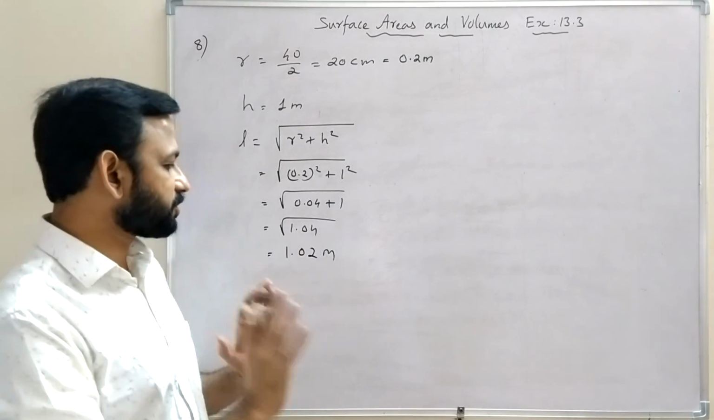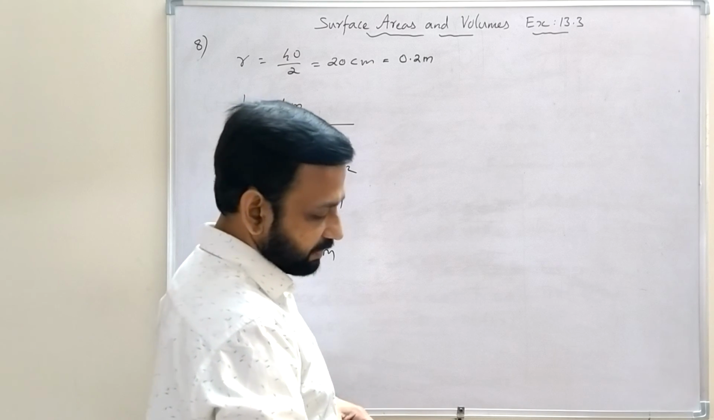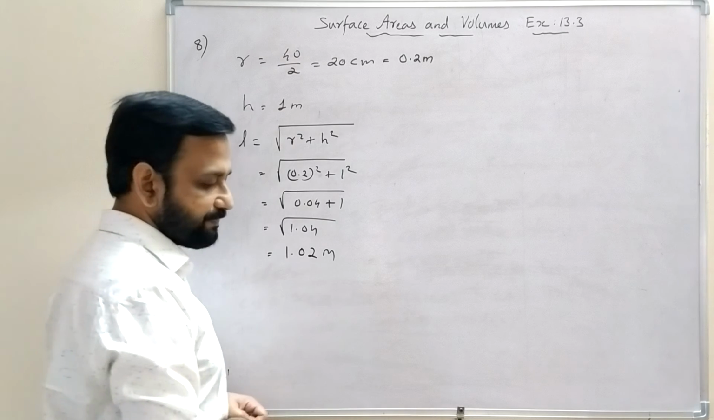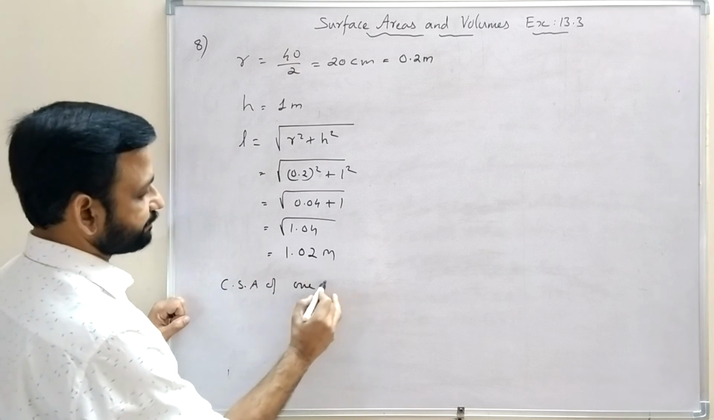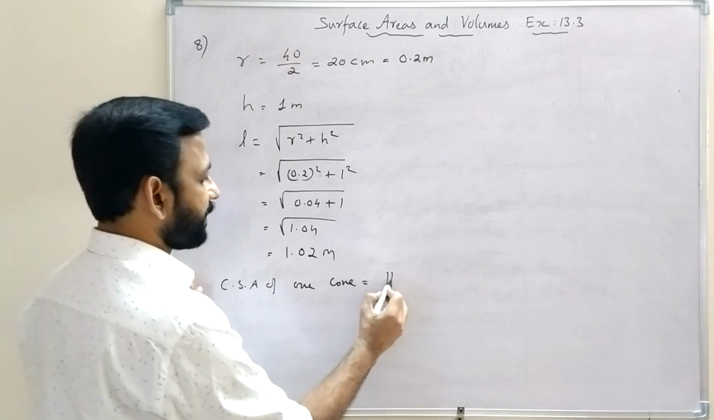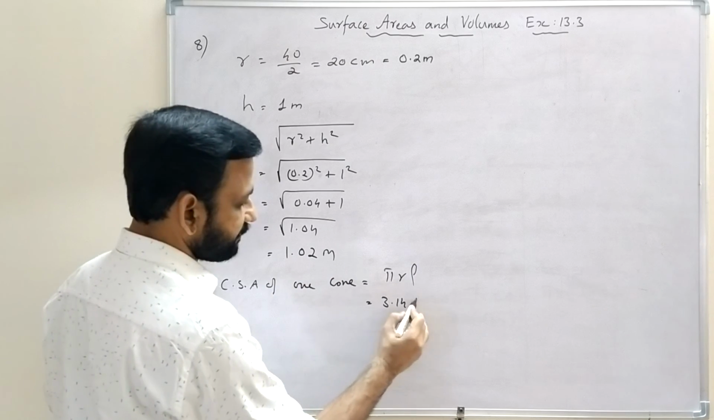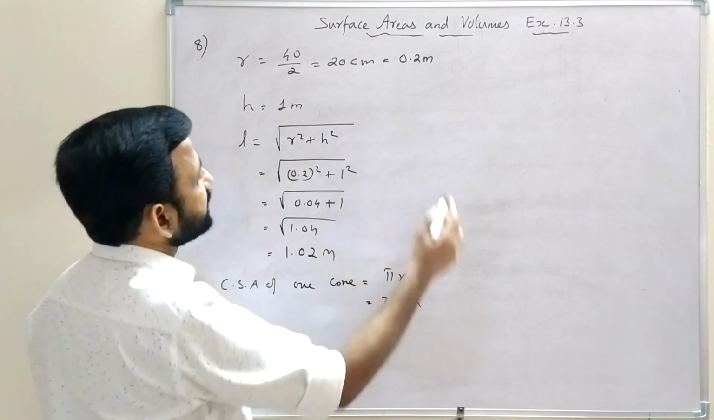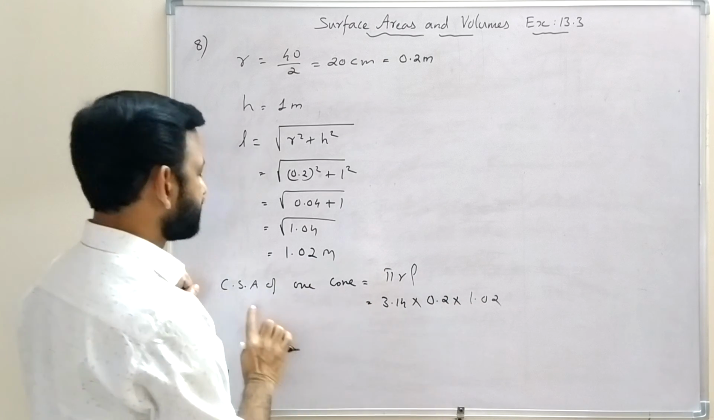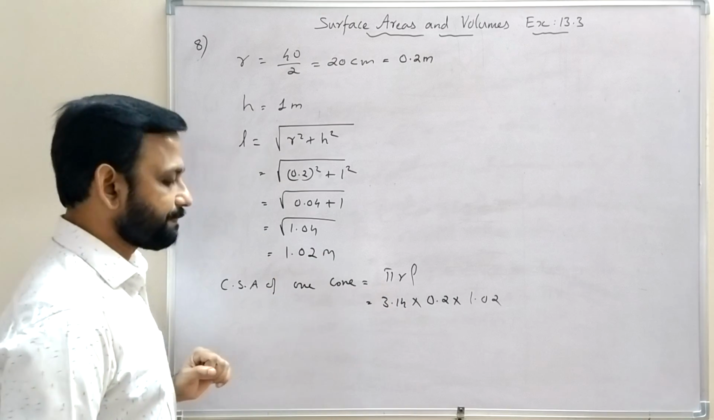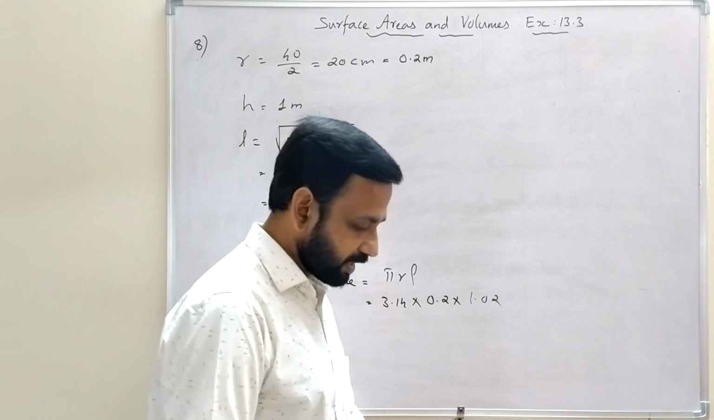Then we need to find the cost of painting 50 hollow cones. So we will find the CSA of one cone. CSA of one cone is equal to pi RL. We need to use pi 3.14 into R, radius 0.2, into L, that is 1.02. So that is the curved surface area of one cone. Now I need to simplify this one. Then our question is the cost of painting.